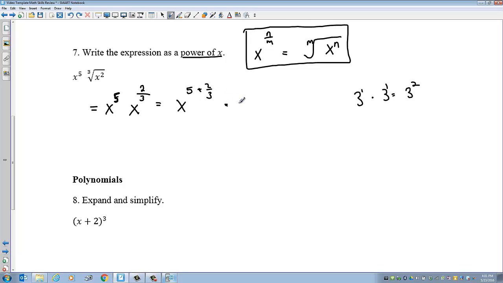And so when you add fractions again, you have to find a common denominator, so that's a 1. So I'll multiply top and bottom by 3, so we get 15 over 3 plus 2 over 3, which is equal to x to the 17 thirds. So you have 15 thirds plus 2 thirds, which is 17 thirds. So there's my answer for number 7.